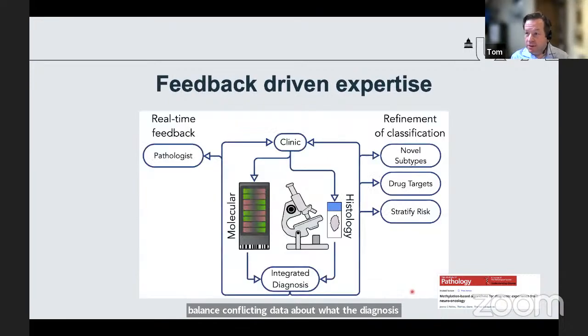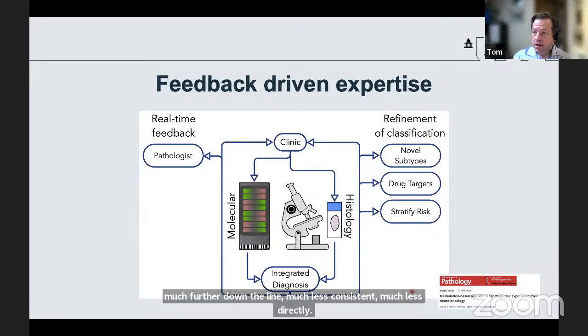The other thing that I think it changes is how we improve and how we train. And my thinking about this comes from something that Daniel Kahneman talks about around psychology of expertise. And he makes this comparison that if you're in a clinical specialty where you get direct, frequent feedback on the consequence of your decisions, and his example is anesthesia, then your expert opinion gets better. If you work in a specialty, in this example, it's psychiatry, where the impact of your decisions is much further down the line, much less consistent, much less directly related to your decision, your expert opinion is much harder to validate. And I think we've been somewhere in the middle in terms of pathology.